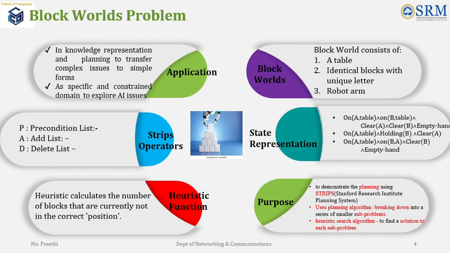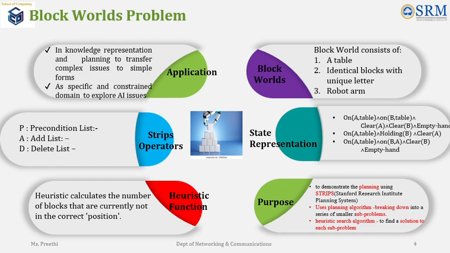The first one is knowledge representation and planning, to transform complex issues into simple forms, a specific and constrained domain to explore all the AI issues. What are the simple steps to achieve the goal? The block world problem consists of a table and identical blocks with unique letters. Then there are the precondition list, add list and delete list. These are the simple tasks: applications, STRIPS operators, state representations, and a heuristic function.